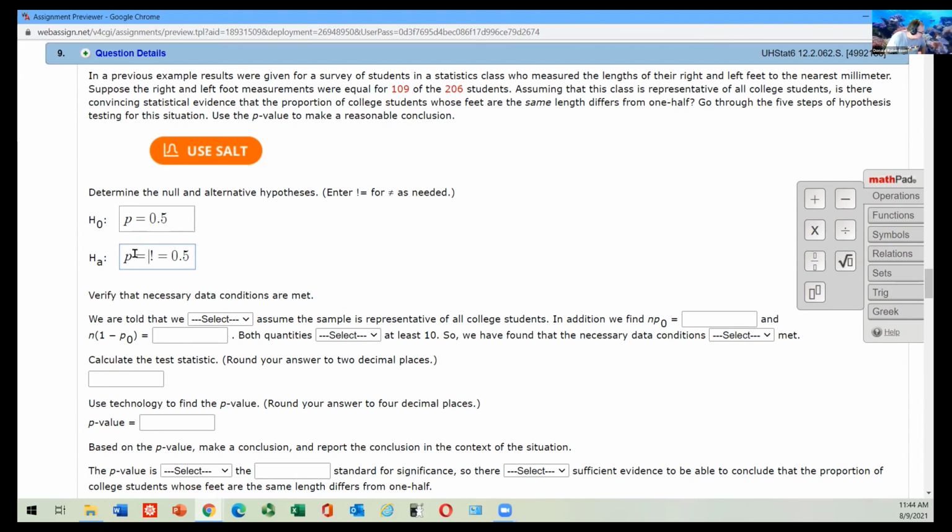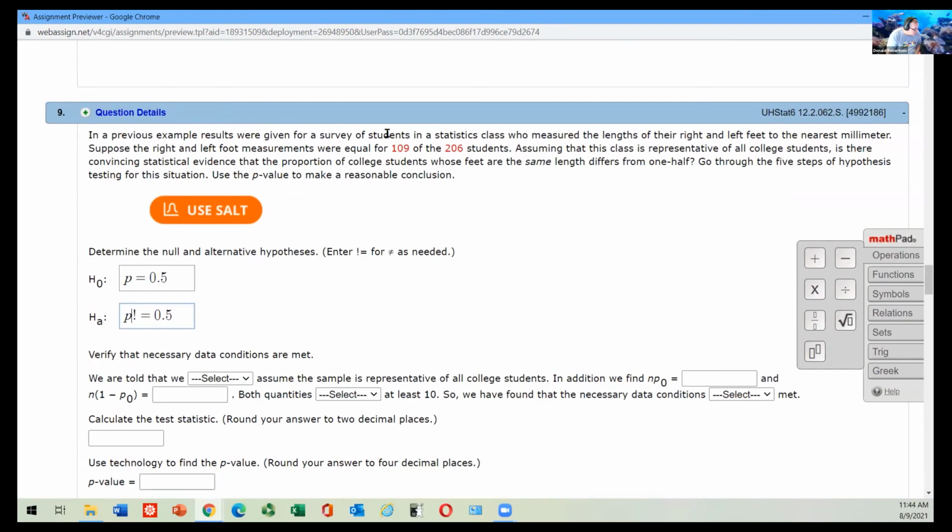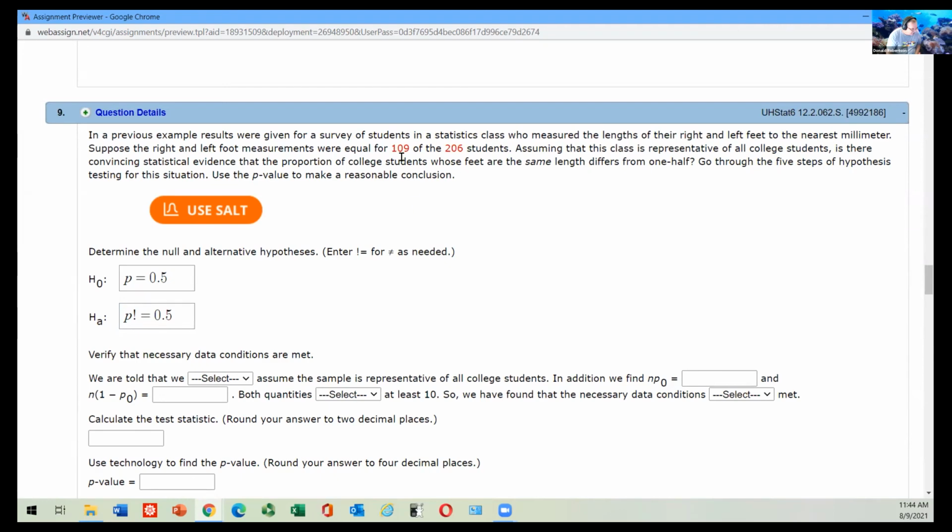Because I've got too many equal signs in there, right? Not equals to 0.5. Now, it's talking about verifying the necessary conditions. Would you agree that there's probably more than 10 people who said yes and more than 10 people who said no? You can look at that data. That's what NP, N1 minus P is about.